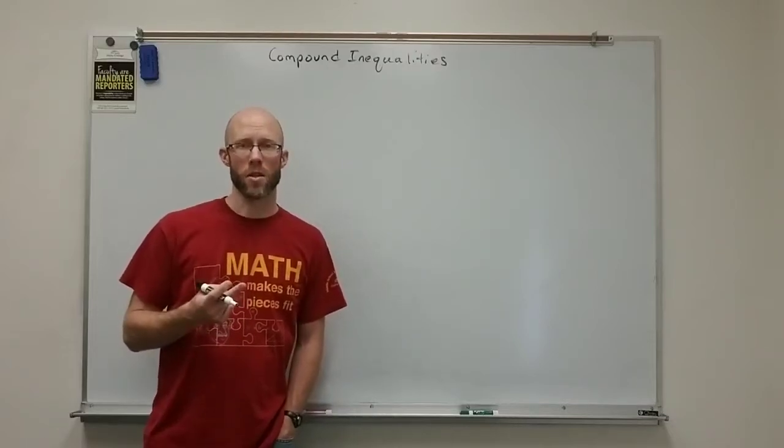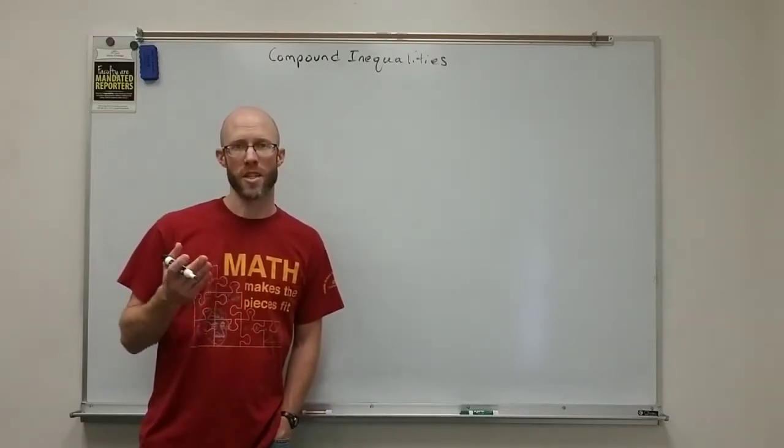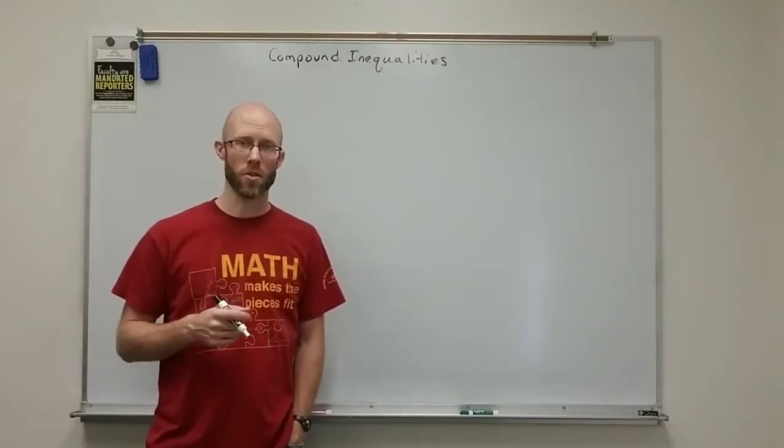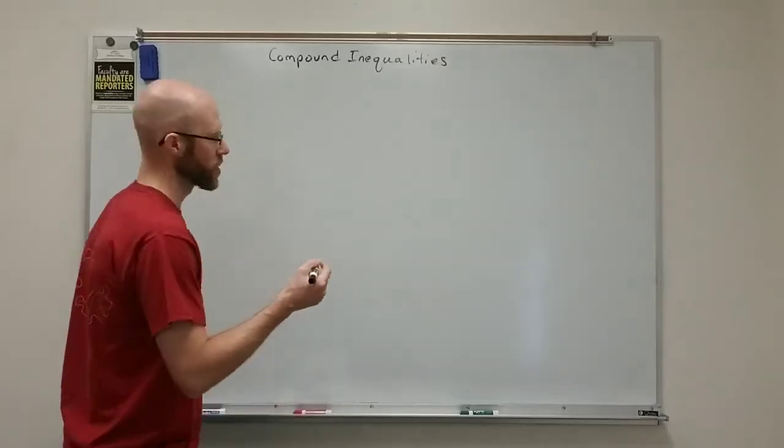So there's two things that we're going to be considering. One is called an intersection, and one is called a union. Okay, so let's take a look at those two ideas. First of all, an intersection.